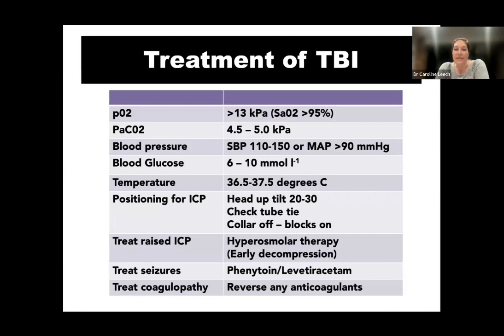This is just a reminder of how we treat patients to prevent secondary brain injury. Some of the things that I've already talked about, but obviously maintaining oxygen levels, CO2, blood pressure, glucose, temperature. You'll notice that our bodies love to be in the normal range. So wherever possible, keep the patient in the normal range.